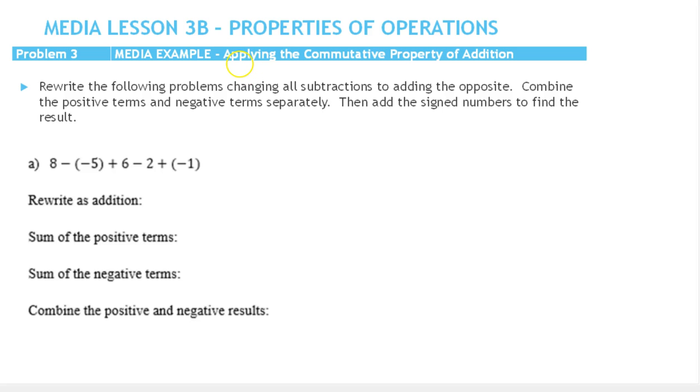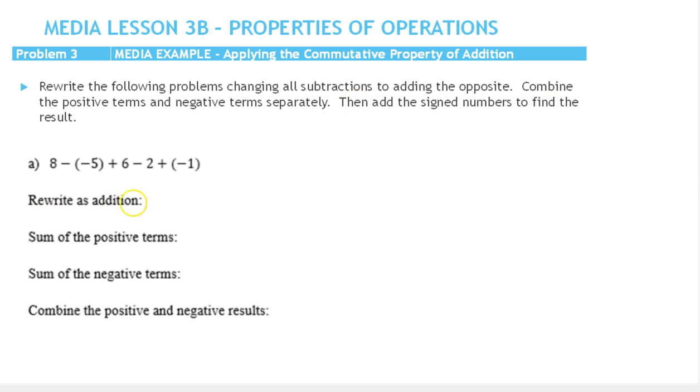In this example, we're going to continue applying the commutative property of addition to simplify our computations. However, in this case, we're given a symbolic form, we're not given an application. So let's see how we can do this. Rewrite the following problems, changing all subtractions to adding the opposite. Combine the positive and negative terms separately, then add the signed numbers to find the results.